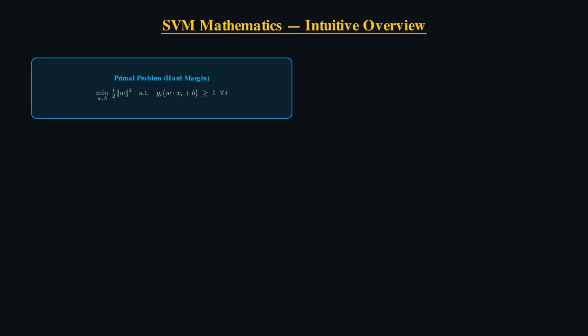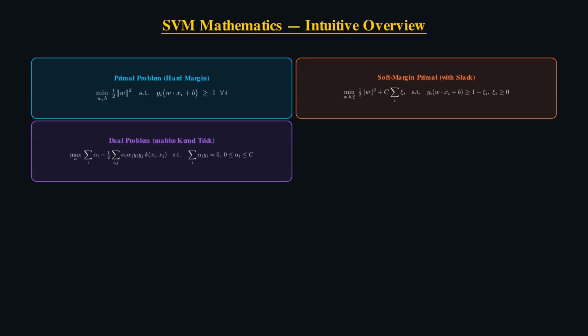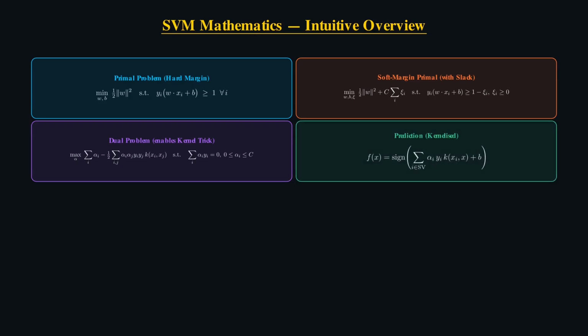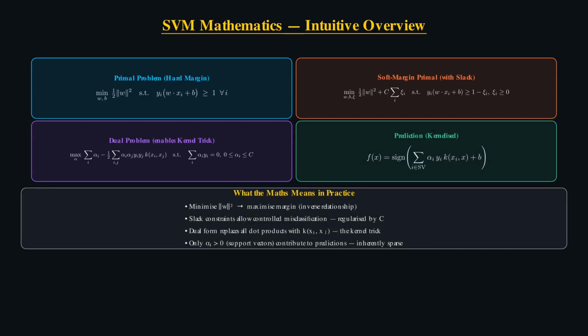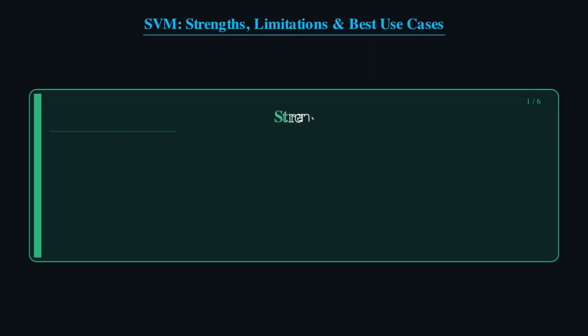What if no straight line works? SVM uses the kernel trick, mapping data into a higher dimensional space where separation exists without explicitly computing that mapping. RBF kernel gives flexible curved boundaries. Polynomial adds bends. Linear keeps it simple. With the right kernel, SVM handles simple and complex patterns alike.